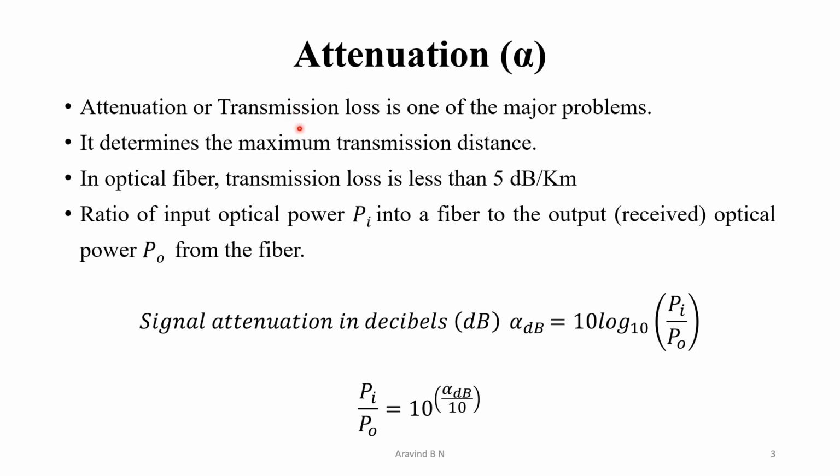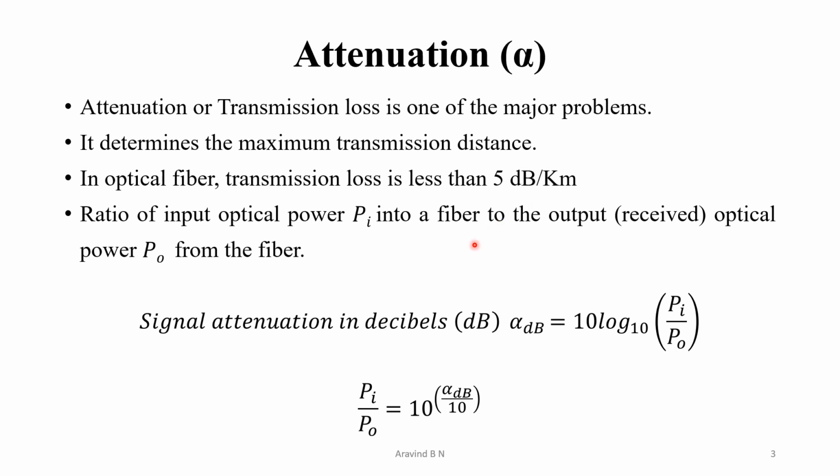Attenuation is one of the major problems in the communication channel. In transmission channels, it limits the maximum transmission distance before the signal has to be restored. In case of transmission, optical fiber is quite attractive because it has very little attenuation, that is less than 5 dB per kilometer.